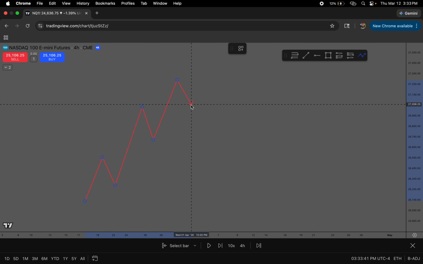fancy word for trend, right? Clearly we have an uptrend. This is the new higher high, higher low, higher high, higher low, higher high, higher low. Basically swing high, swing high, swing high, swing low, swing low, swing low.